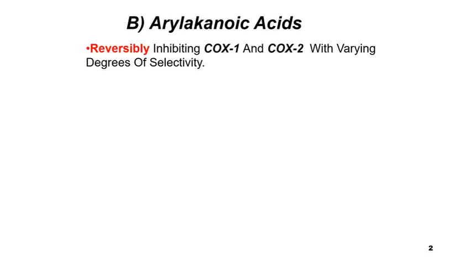The second chemical class is arylalkanoic acid. Their action this time is by reversible inhibition of COX-1 and COX-2. They have many derivatives and their degree of selectivity is also different.